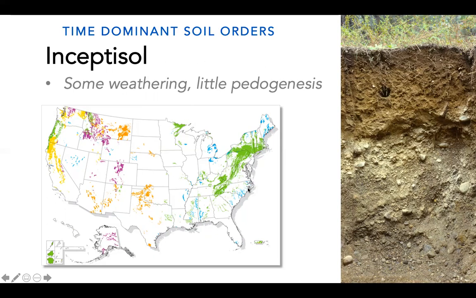These are medium-aged soils, and you can see that they're pretty well spread across the US. They still have that characteristic darkening at the surface from that organic matter, but then there's also some differentiation between the topsoil and the subsoil. And so that's characteristic of an inceptisol.